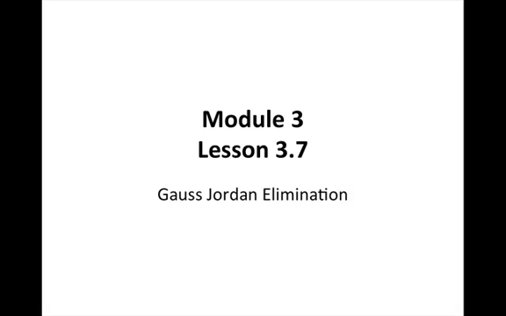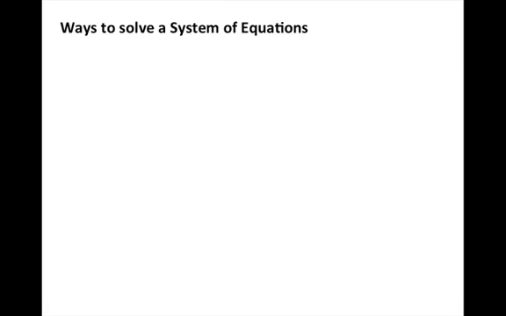Lesson 3.7 covers Gauss-Jordan elimination. We've already looked at a couple of ways to solve a system of equations. The first was the graphing method, where we graphed each line and determined the point where those two lines cross, which gave us our solution.